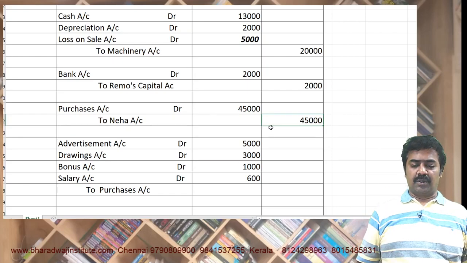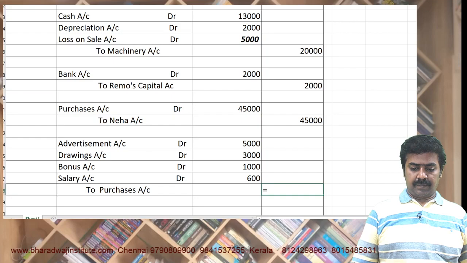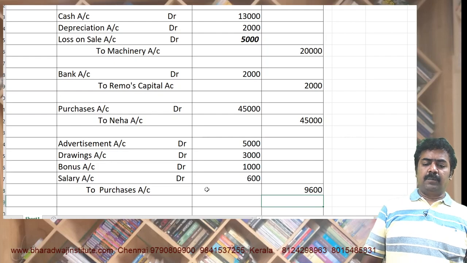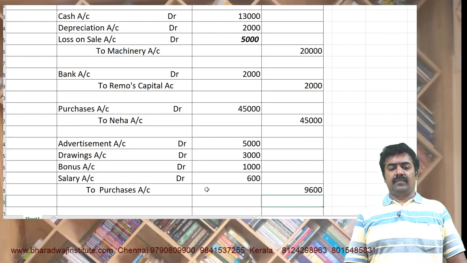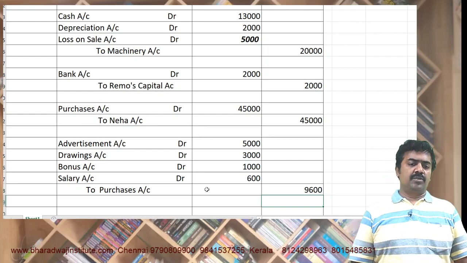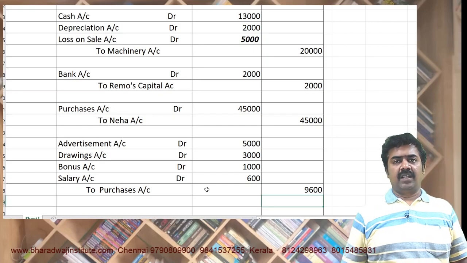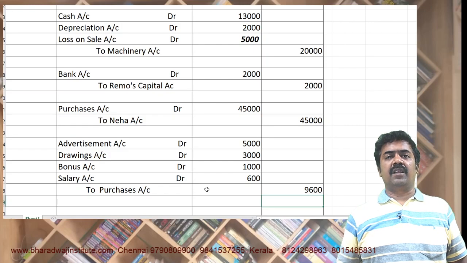It's like credit what goes out. So debit the expenses, debit drawings, etc., to purchases account. Okay, so simple. This 9,600 will be deducted from purchases. Later on, we will see this when we prepare final accounts.